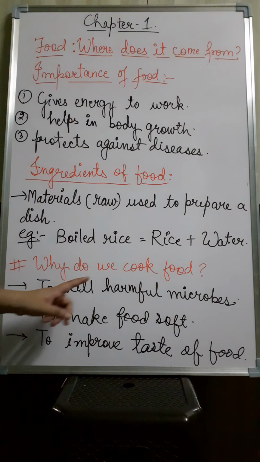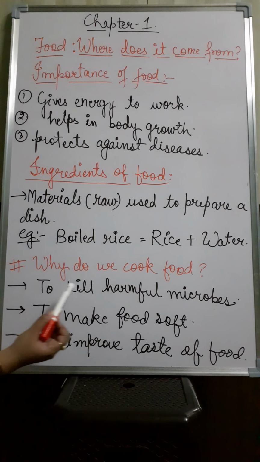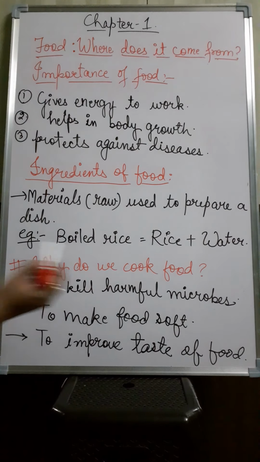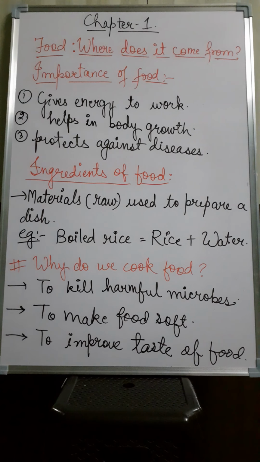Now the next topic is, why do we cook food? Why can't we eat raw food? Because when we cook the food, it will kill the harmful microbes present in the food. When we take raw food, sometimes some harmful microbes come along with it. So because of heat, it kills the microbes and protects our body from disease. Next is to make food soft. When we cook the food, the hard raw material becomes soft, and also cooking improves the taste of food. Means cooking food kills the harmful microbes, makes the food soft, and improves the taste of the food.